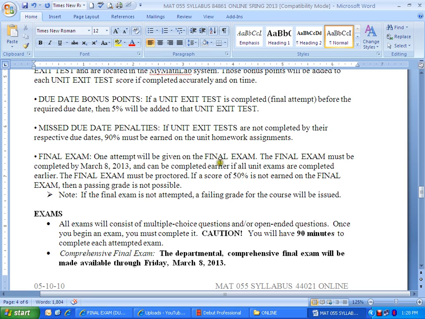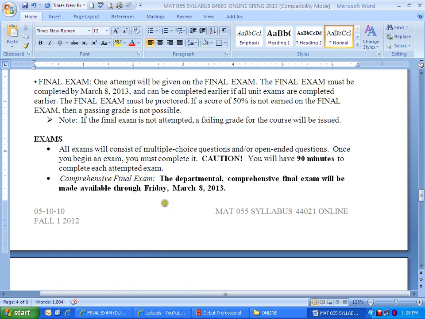Final exam, 1 attempt, must be taken by March the 8th. Must make at least a 50% on the final exam. Because you make a 50% or higher on the final exam does not mean you pass the class. Keep that in mind. It only means I get to count the final exam in your score. You still have to have an overall class average of 70%. If you do not take the final exam, you will receive a failing grade.